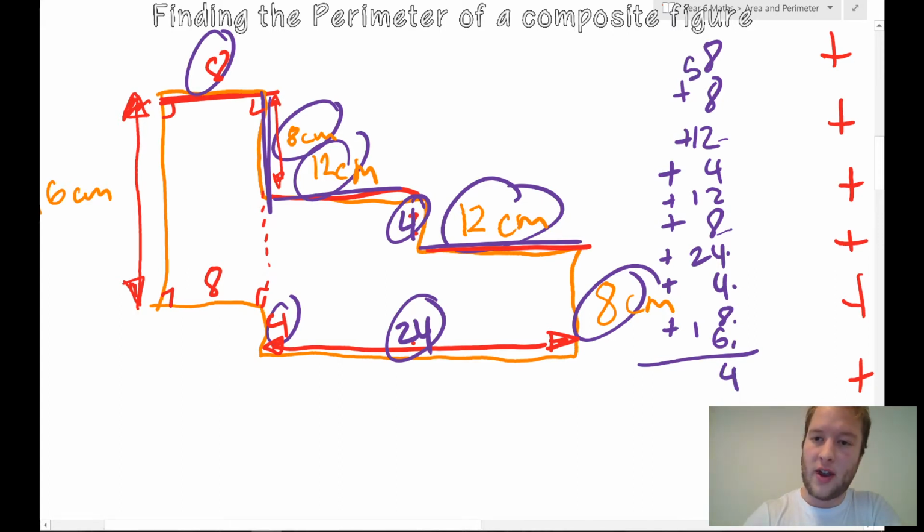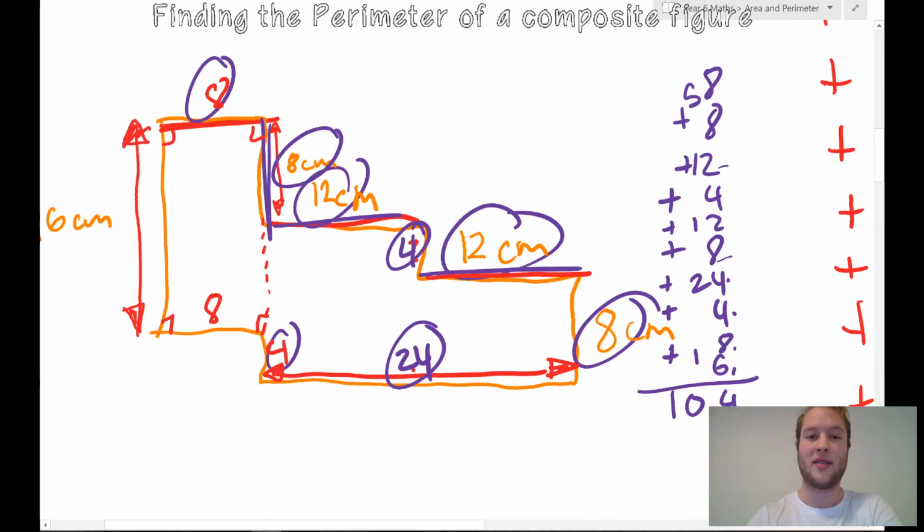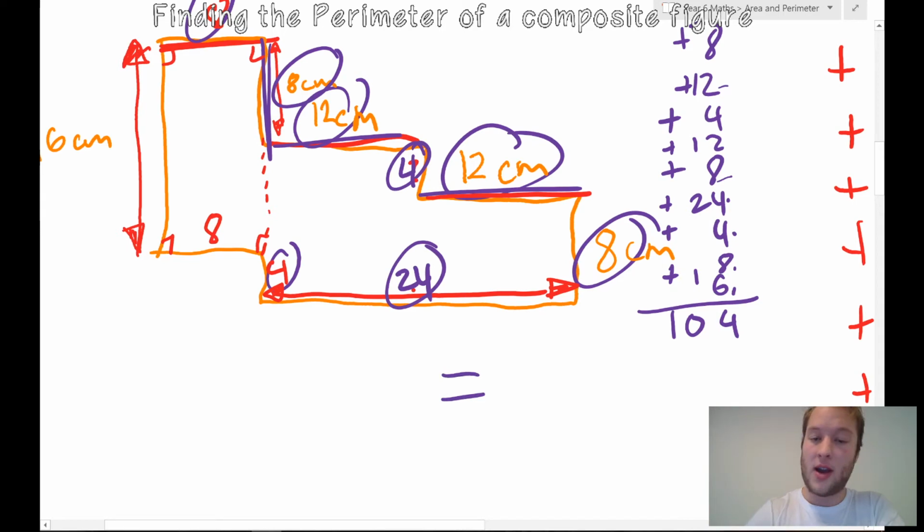So that's a 5 here. So 5 plus 1 is 6, plus 1 is 7, plus 2 is 9, plus 1 is 10. So my answer was, oh, it was exactly the same as the other one. How about that? I literally just randomly picked these numbers, so that's funny that they ended up being the same. So 104 centimeters is my answer.